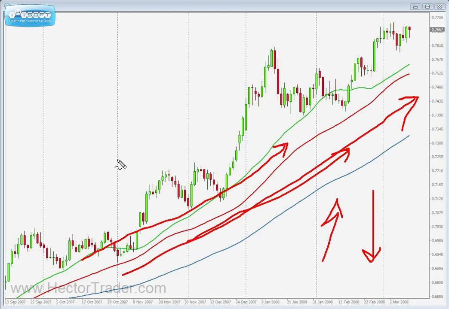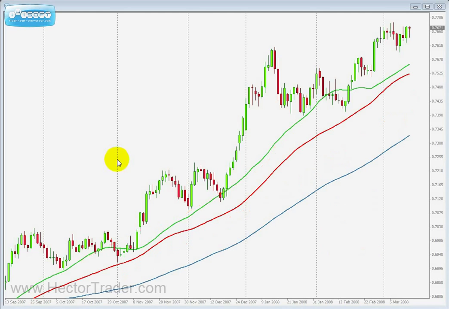You don't want to enter short here. You only want to be searching for long entries in the direction of the market flow, okay. Why would you want to fight the market flow if you can swim in the direction of the flow?